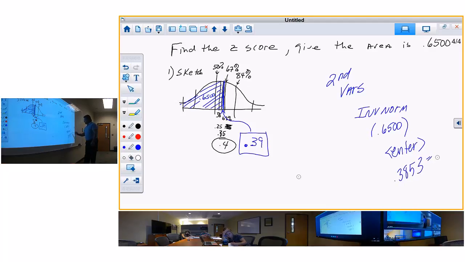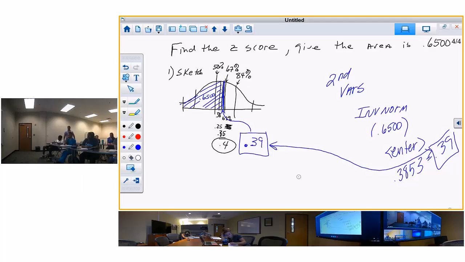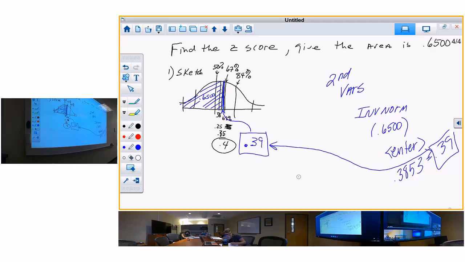0.3853, so it's 0.39. It's a miracle. Somebody tell me what the complement of 0.6500 is. 0.3500, Hubert. That's right, class. So the percentage of students above 0.39 is 0.3500, 35%.